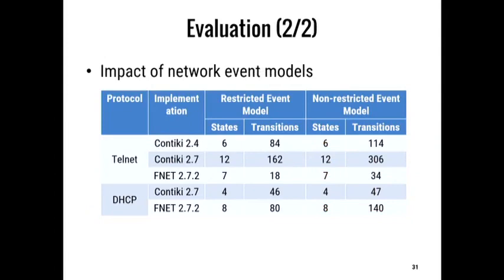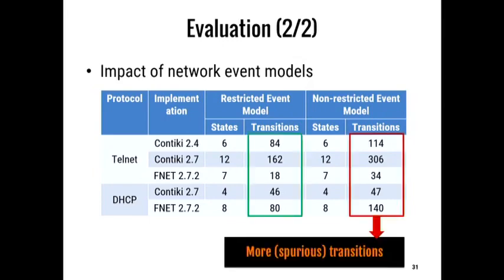These results show the impact of our optimizations. The restricted event model is the event model where it only considers feasible orders of events, whereas the non-restricted event model considers all possible orders of events, both infeasible and feasible. As you can see, there are a lot of transitions in non-restricted event models, and these are all spurious transitions.